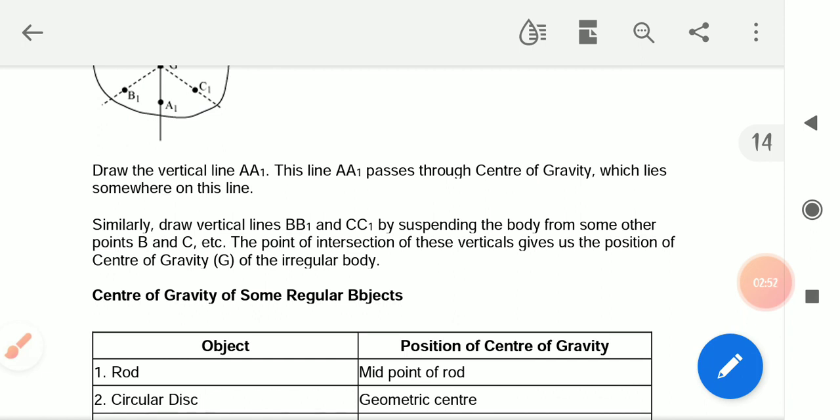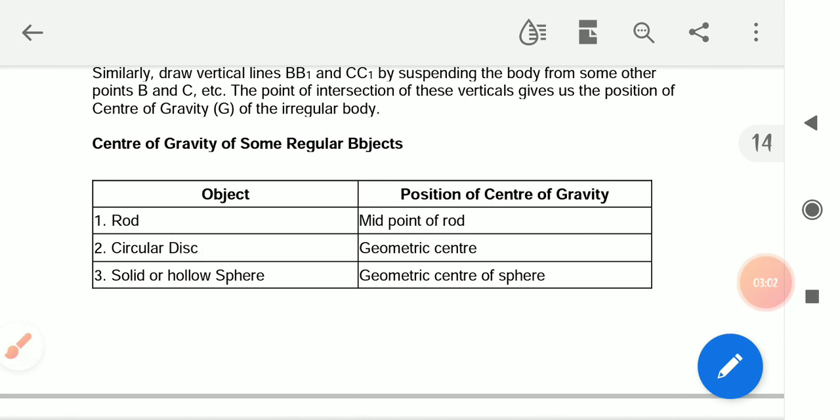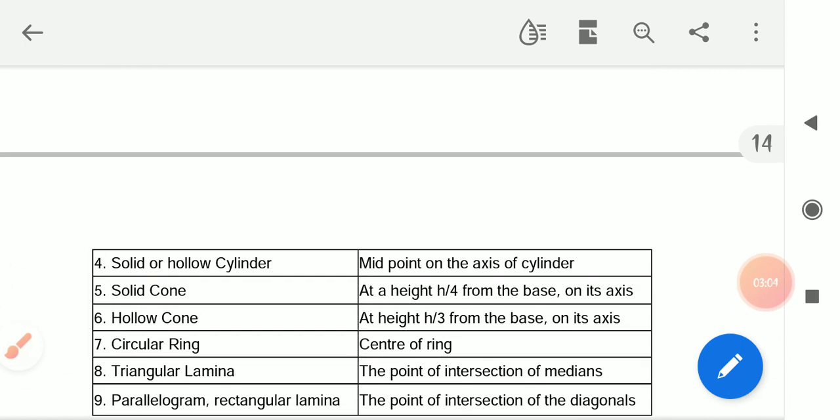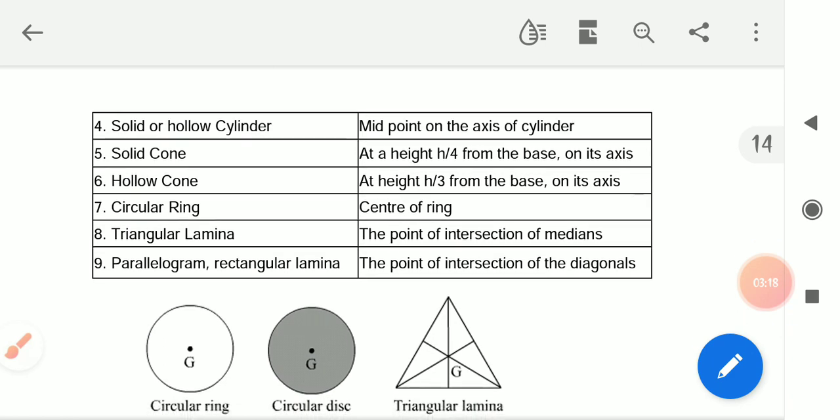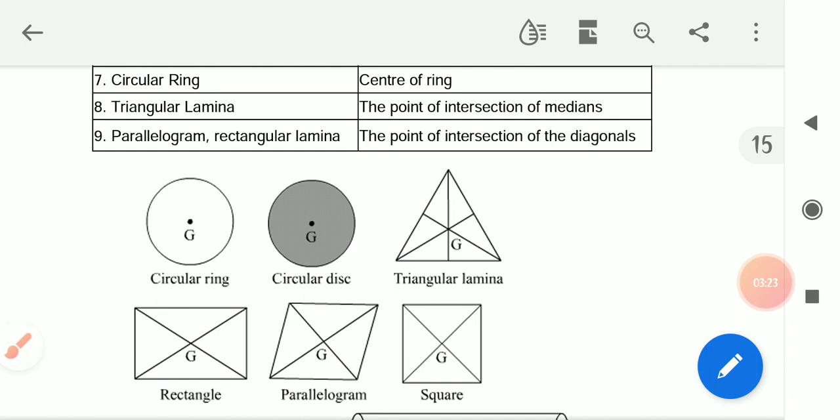Some centers of gravity of regular objects: rod, midpoint; circular disc, geometric center; solid or hollow sphere, geometric center of the sphere; cylinder, midpoint of the axis; solid cone, at height h by 4; hollow cone, at height h by 3 from the base; circular ring, center of the ring; triangular lamina, the point of intersection of medians; parallelogram and rectangular lamina, point of intersection of diagonals.